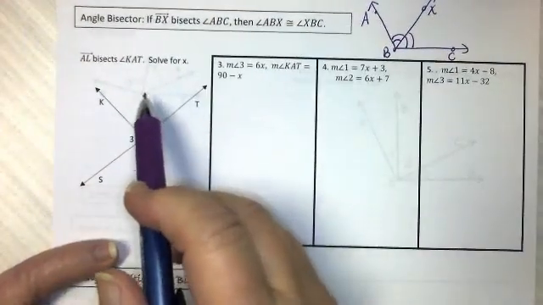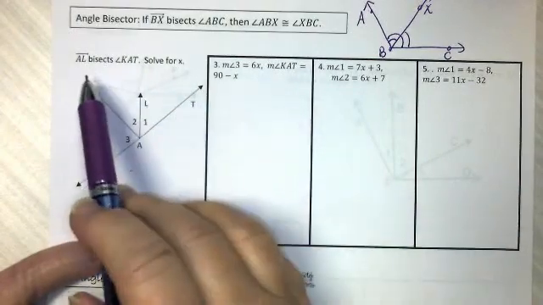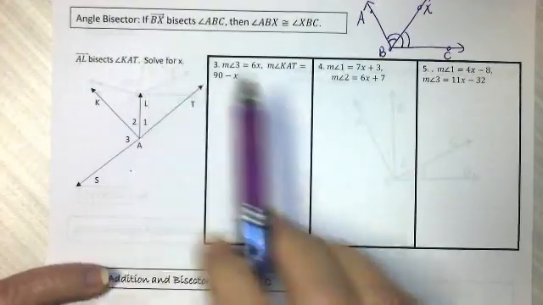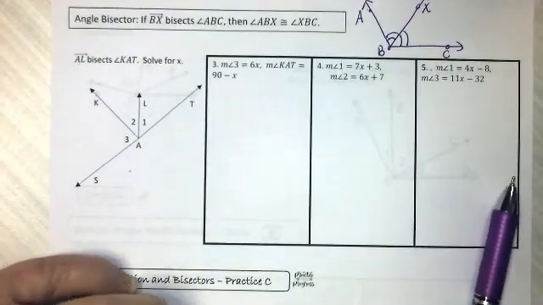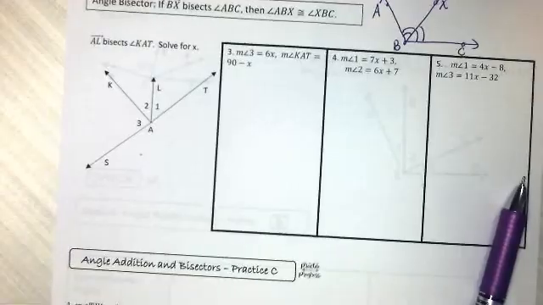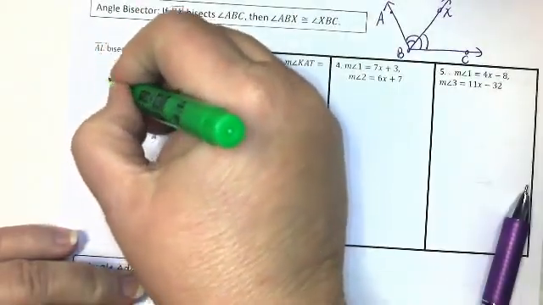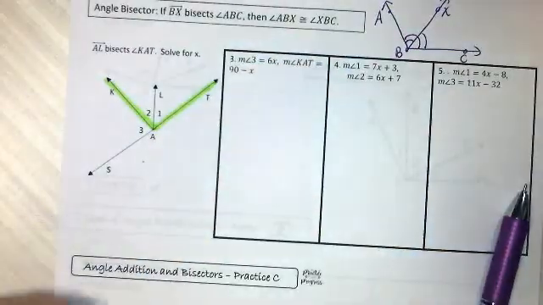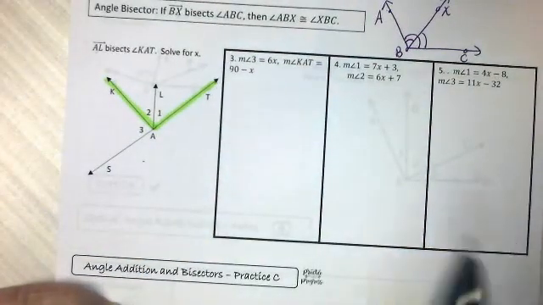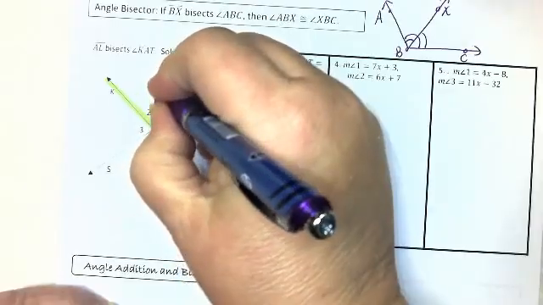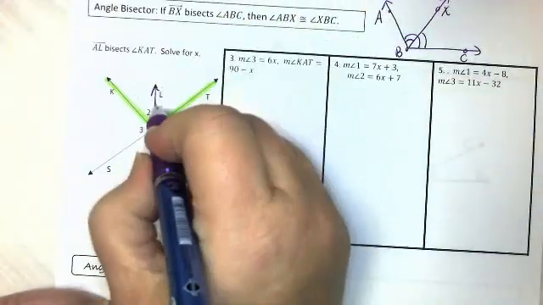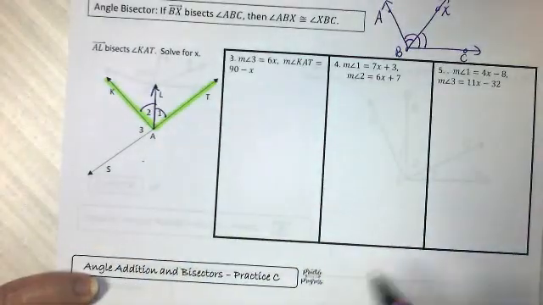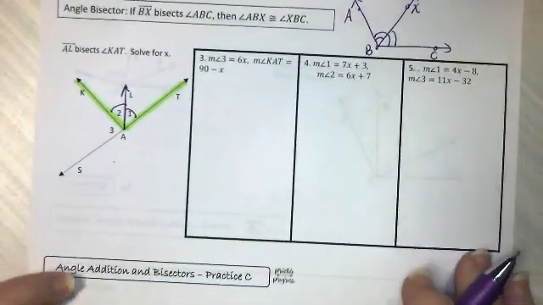So these all have to do with bisectors. Here we go. Ray AL bisects angle KAT. So you may want to highlight your angle. KAT is the angle that is being bisected. It's being bisected by ray AL. So that tells me something right away. I know that angle 2 and angle 1 are the same measure. That's going to help me in some of my questions.